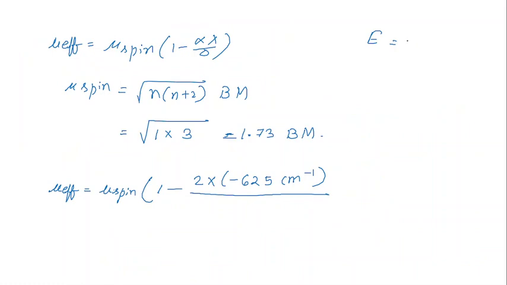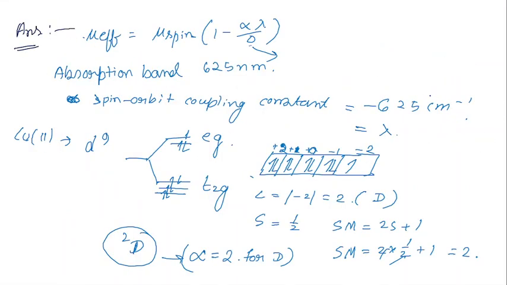So here this will be the value of delta, the crystal field stabilization energy, CFSE. What will be the value? It's proportional to hc by lambda, so it's proportional to 1 by lambda. So the delta value will be 1 by lambda. Lambda is 625 nanometer, as they give.